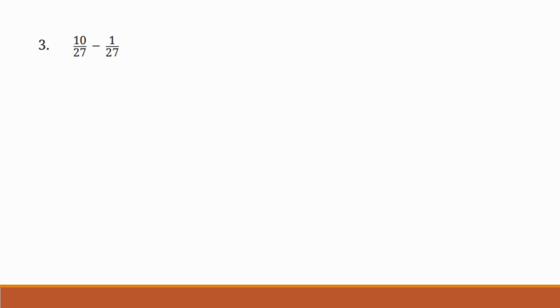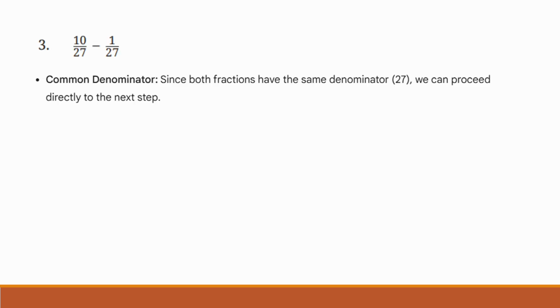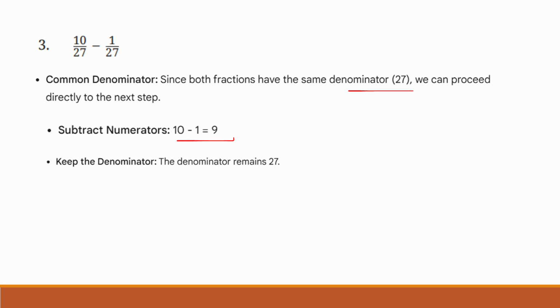Next one, 10 by 27 minus 1 by 27. Common denominator: since both fractions have the same denominator, 27, we can proceed directly to the next step. Subtract the numerators. Here the numerators are 10 and 1. 10 minus 1 is equal to 9. Then keep the denominator. The denominator remains 27. Then what's the result? 10 by 27 minus 1 by 27 is equal to 9 by 27.